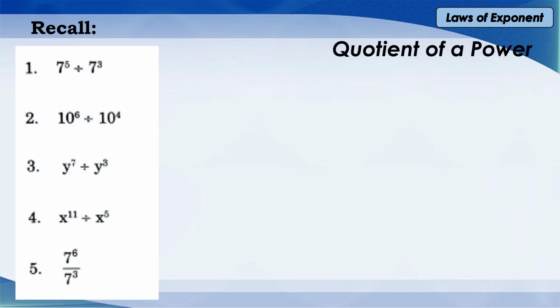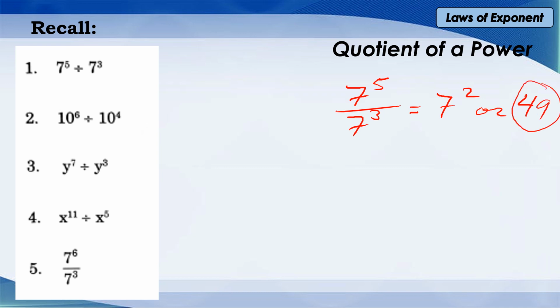Quotient of a power. First, we have 7 raised to 5 divide 7 raised to 3. Kapag nilagay natin siya dito sa ating fraction form, we have 7 raised to 5 over 7 raised to 3. 5 minus 3, that is 7 raised to 2 or 49. Next, we have 10 raised to 6 divide 10 raised to 4. That will give us 6 minus 4, 10 squared or 100.